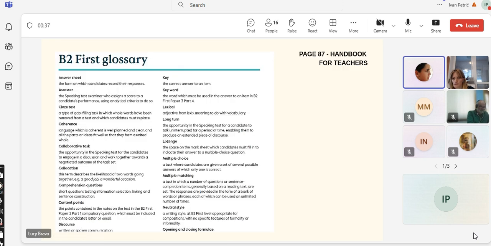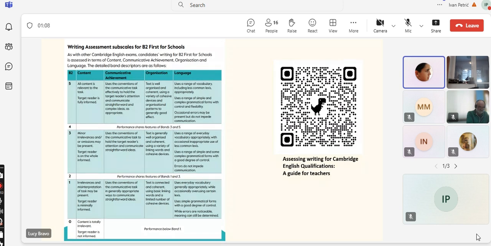All right, so just moving on, just so that you know, in the actual handbook, I don't know how many of you actually open the handbook, but on page 87, there is a glossary which explains exactly what each thing means in any part of the exam. I just took a screenshot, but for example, collocation, what do they mean by collocation? So what do they mean by coherence? So this is the whole exam, but there's things here that are very specific to the writing. But I just want to go back to this part and why and how I use this.